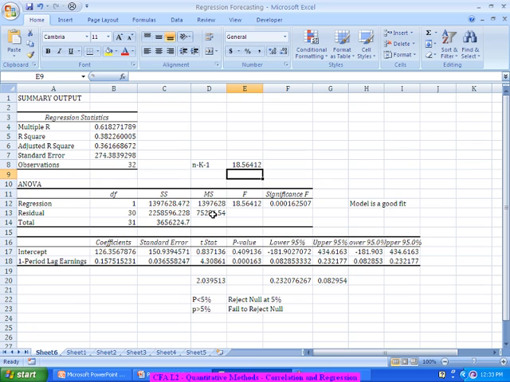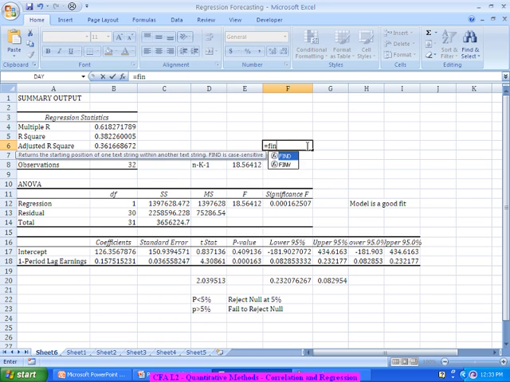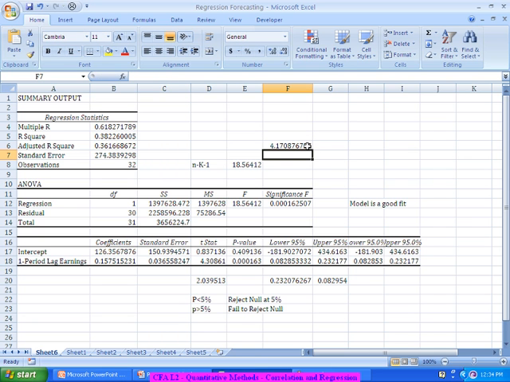Again, I will compare it with my table value. The critical value, if I am assuming a 5% level of significance, with 1 degree of freedom and 30 degrees of freedom. These are the two. It says 4.17 is the table value. The computed value is outside the table value itself. So we are rejecting the null hypothesis.